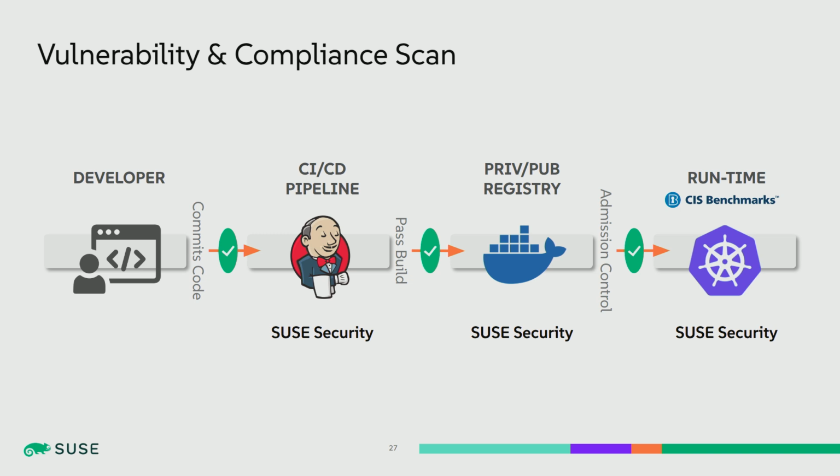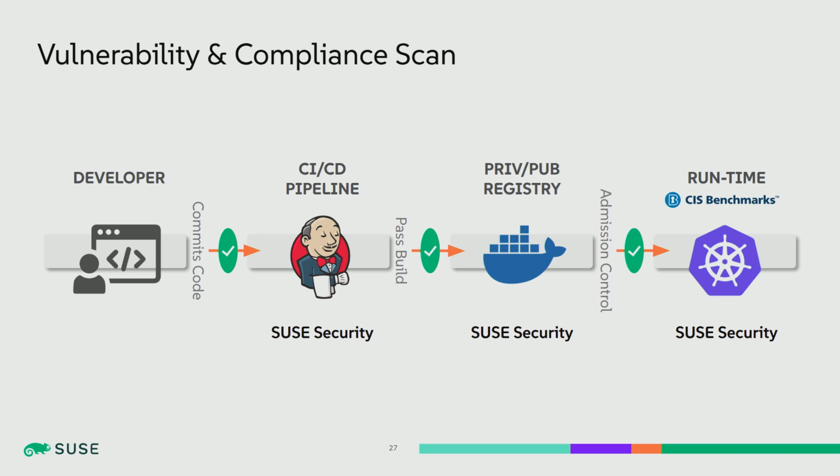But if you are putting a rule in admission control saying that an image with more than X number of critical vulnerabilities shouldn't be allowed to be deployed, you can add that admission control rule again using SUSE security, and then SUSE security will block the deployment of that image and alert you why it was blocked. And this is just one example based on CVEs.